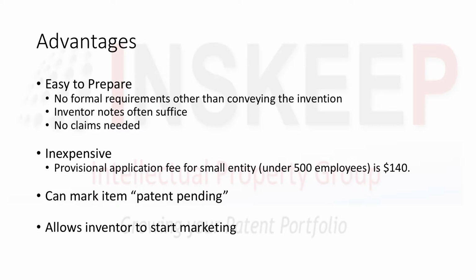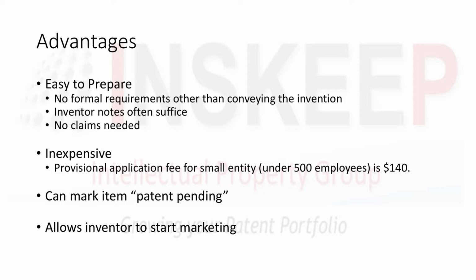There's no formal requirements other than conveying the invention. Inventor notes are often great for this, especially if they include drawings. And the claims at the end of the application are not needed in a provisional patent application, and those claims are difficult to write, so that's where you're going to want to hire a skilled patent attorney or patent agent to help you out, but not needed for a provisional patent application.